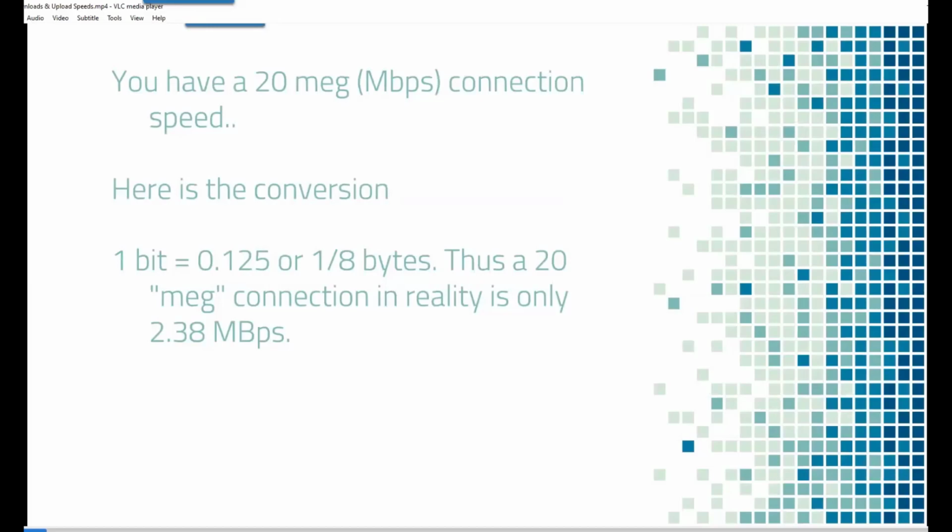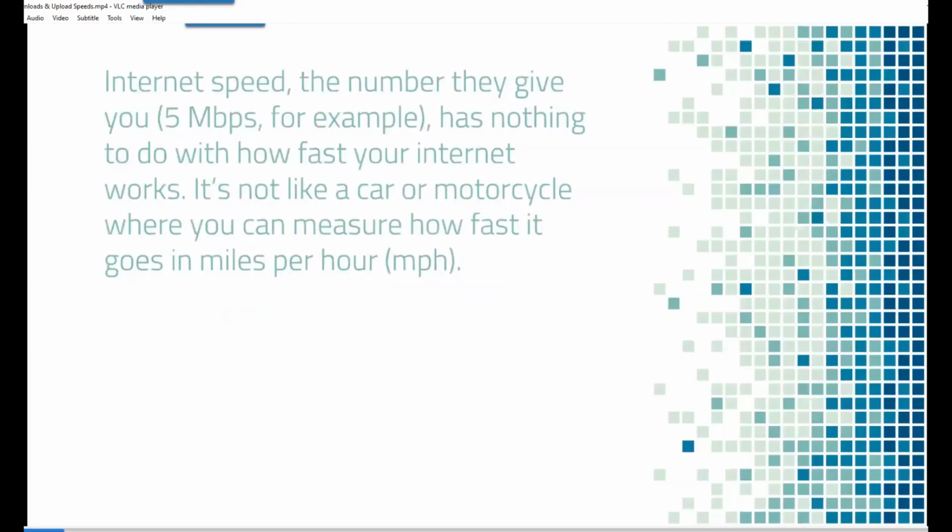Here's the conversion. 1 bit equals 0.125 or 1/8 of a byte. Thus, a 20 meg connection in reality is only 2.38 megabytes per second. Internet speed, the number they give you, 5 megabits per second, for example, Mbps, has nothing to do with how fast your internet works. It's not like your car or motorcycle where you can measure how fast it goes in miles per hour or mph.